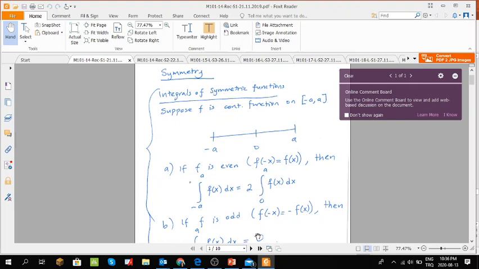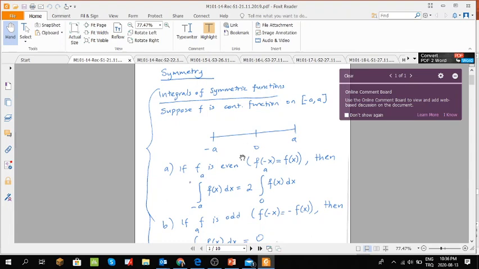About symmetry. This is still chapter 5, section 6. Symmetry is important for integrals. The benefit is that it makes the computation easier. So what type of symmetric functions do we know?